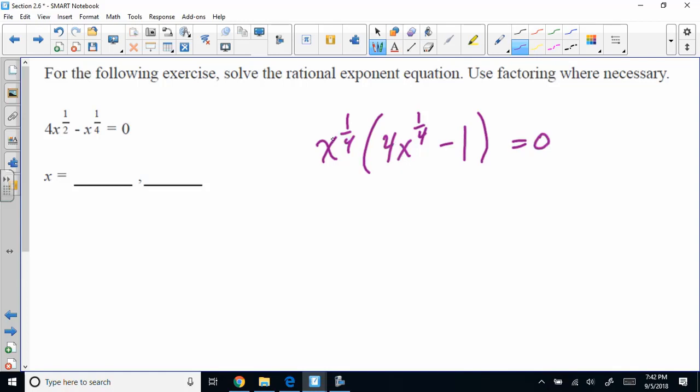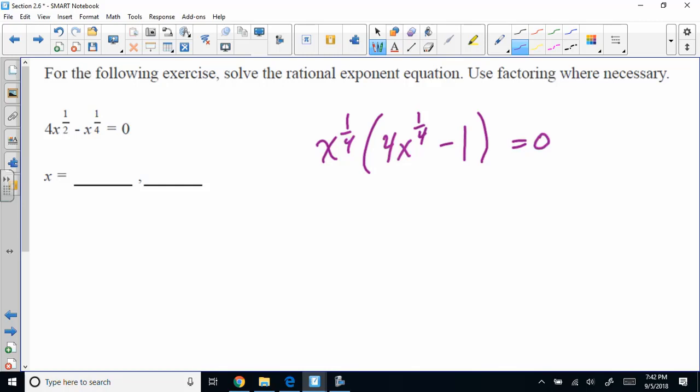If I distribute, I have to add my exponents, right? Like bases multiplied, add their exponents. So a fourth and a fourth give you a half, right? So that's when I pulled out a fourth. That's really why it became a fourth.